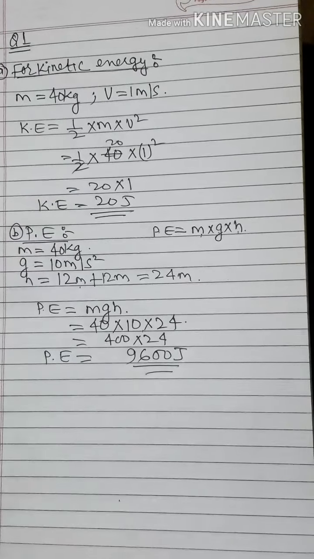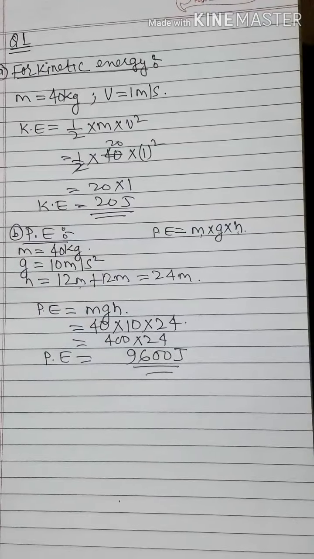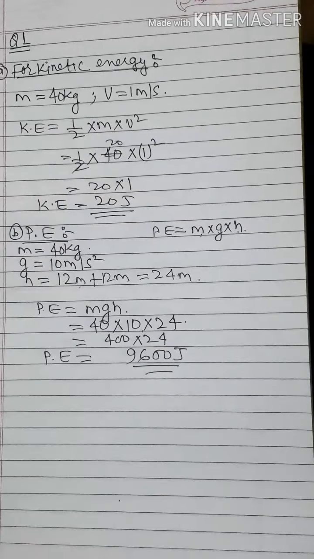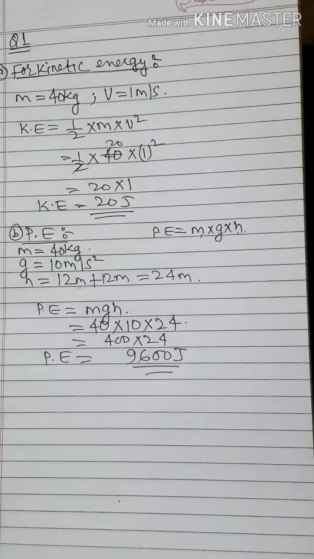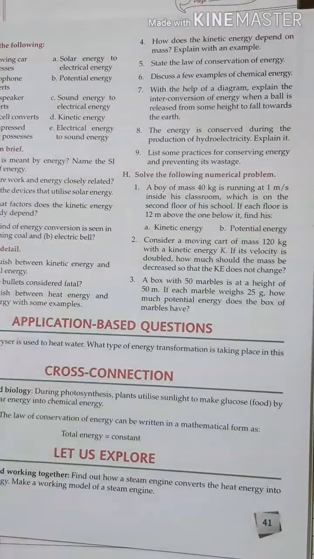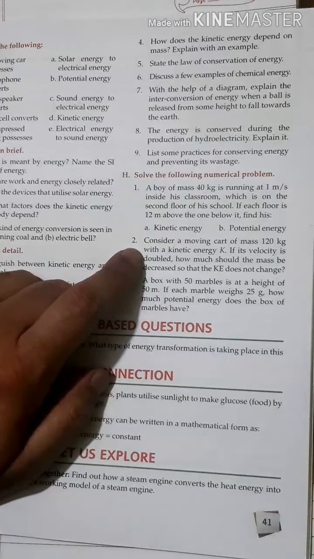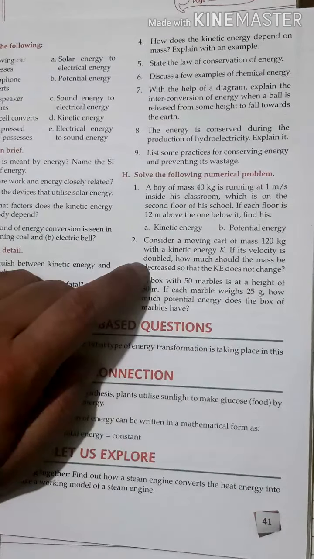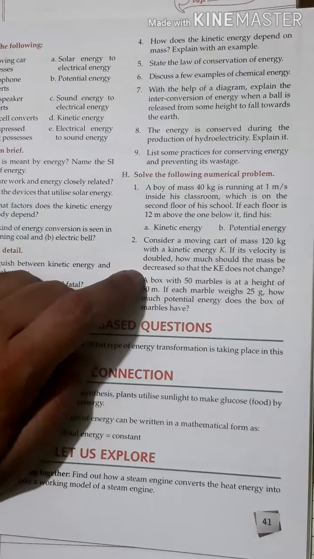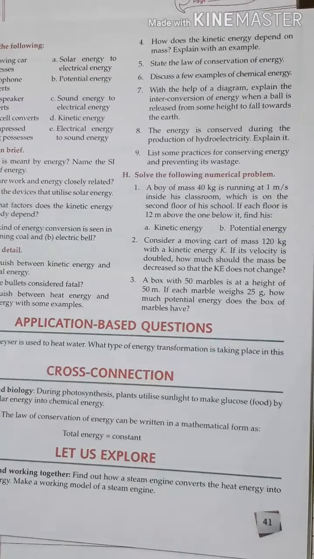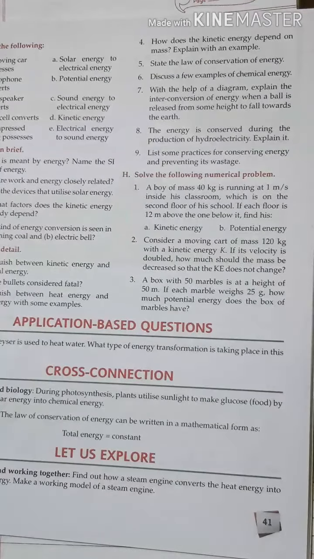Now similarly, let us check question number 2. Question number 2 reads as, consider a moving cart of mass 120 kg with a kinetic energy k. Let us read the question here. Consider a moving cart of mass 120 kg with a kinetic energy k. If its velocity is doubled, how much should the mass be decreased so that the kinetic energy does not change?